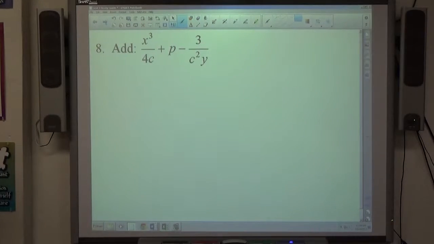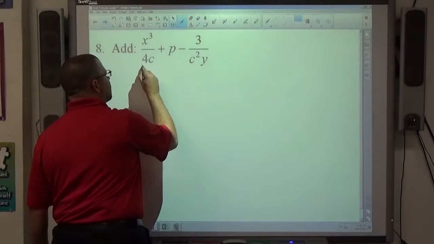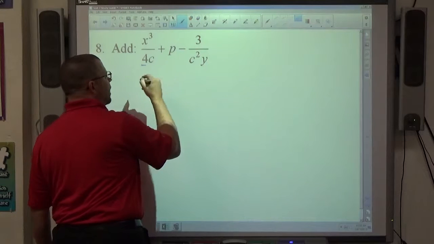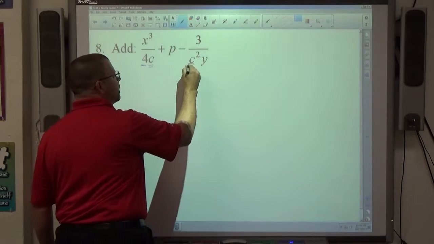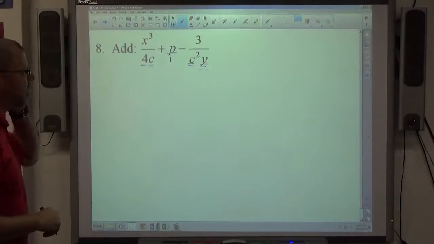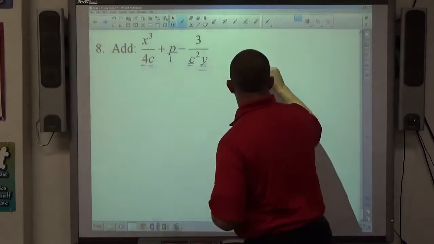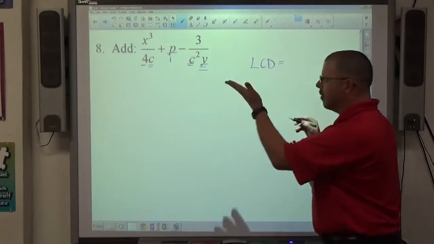Number 8, we're adding fractions. Common denominator is our first concern. I'm looking at the pieces. We got 4. That's the only number, so that's it. We got C, and we've got Y. This P is on top of 1, so it doesn't count. It's not in the denominator. So when I try to make my least common denominator, LCD equals, numerically it's 4.